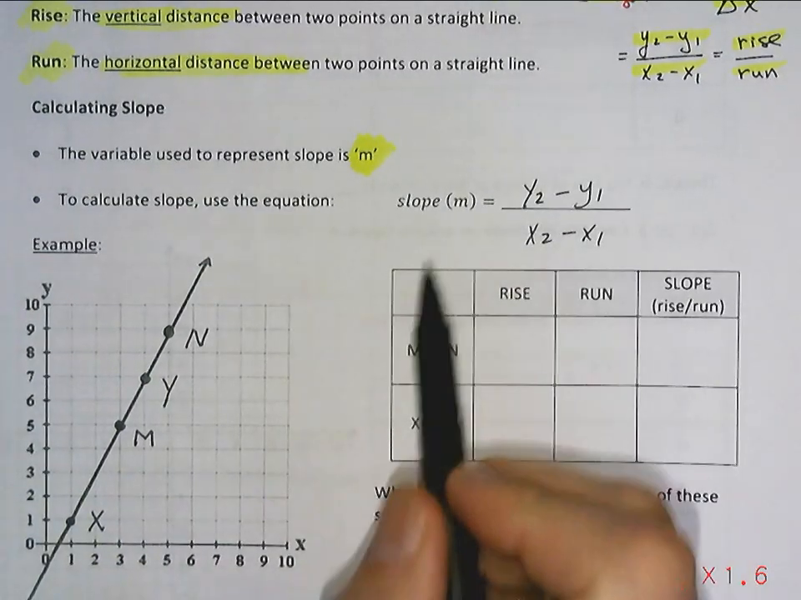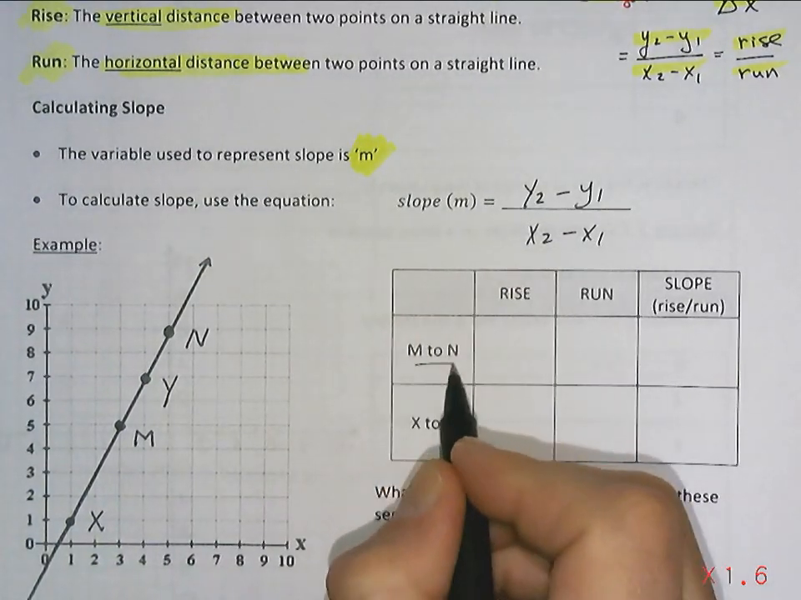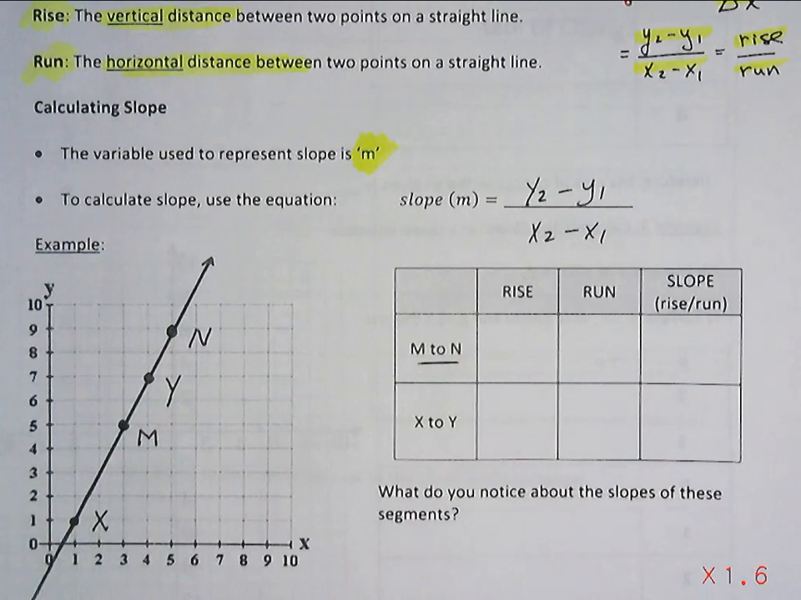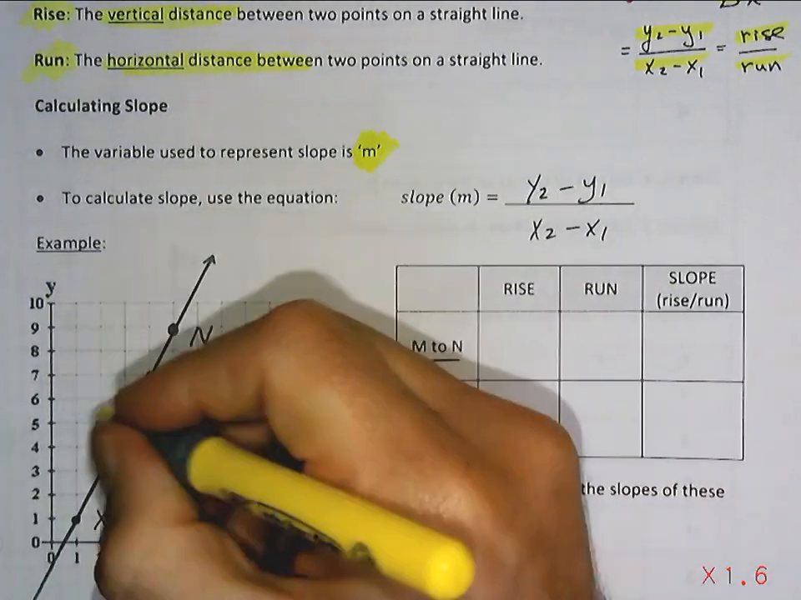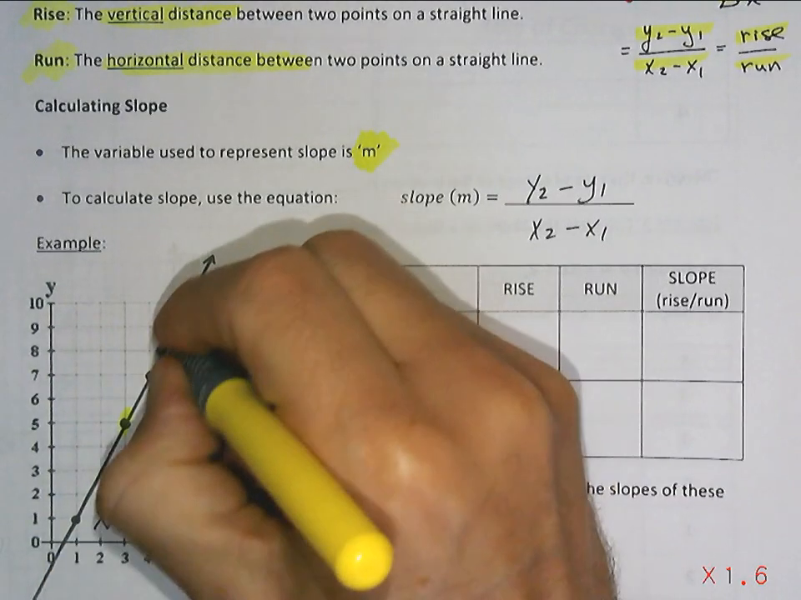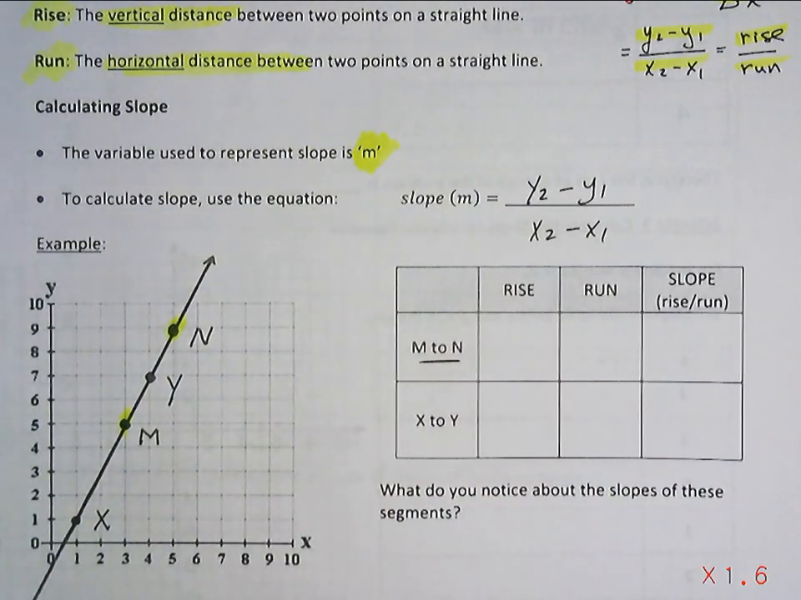We want to calculate the slope between these 2 points, m and n. So where is m and n? Not m and m, that's a wrapper, but between m to n. So we want to go from here to here. We want to know that slope. To do that, we need to know the difference in the rise and the run.